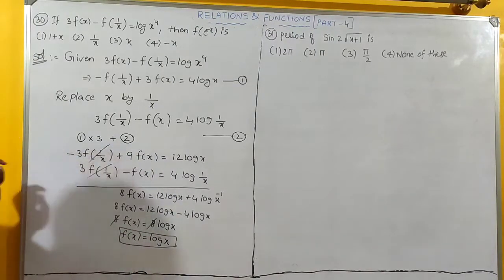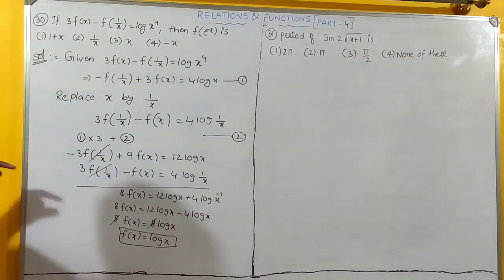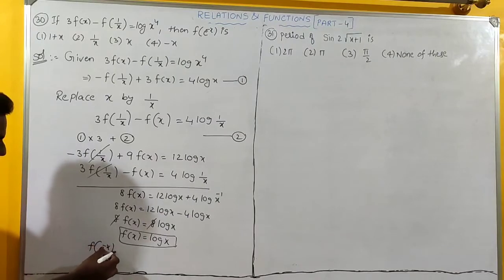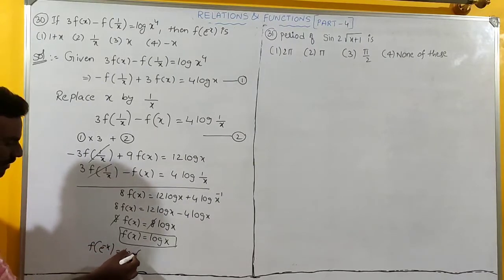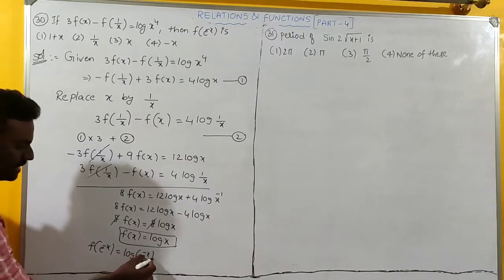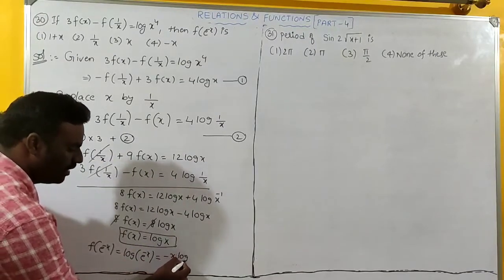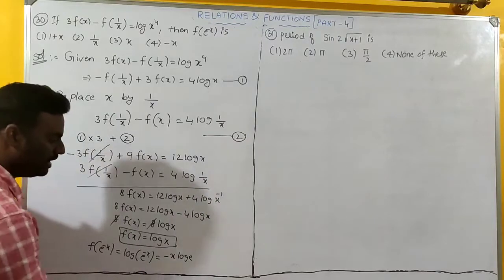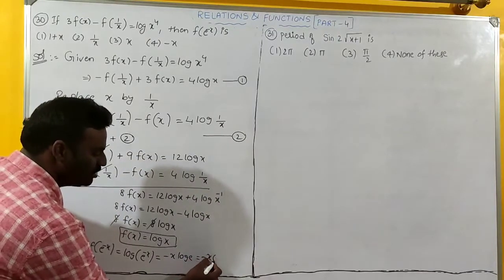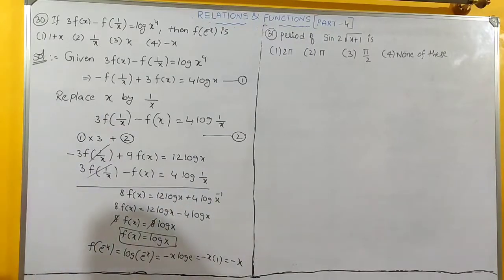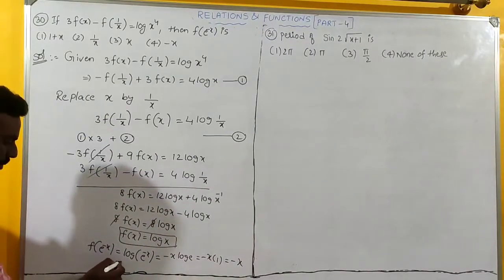But we required f of e power minus x, that equals log of e power minus x, that equals minus x into log e. Log e value is 1. So minus x into 1, that equals minus x is the answer. That is nothing but option 4.